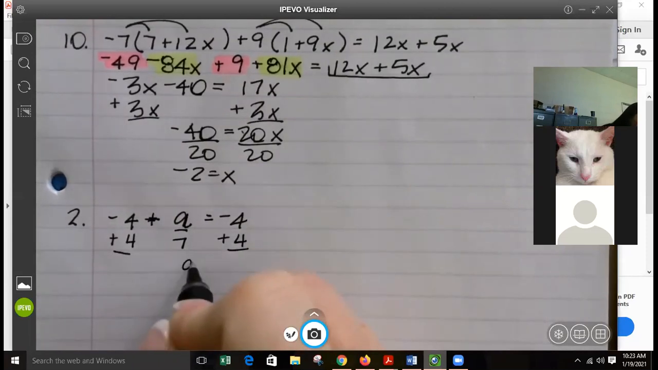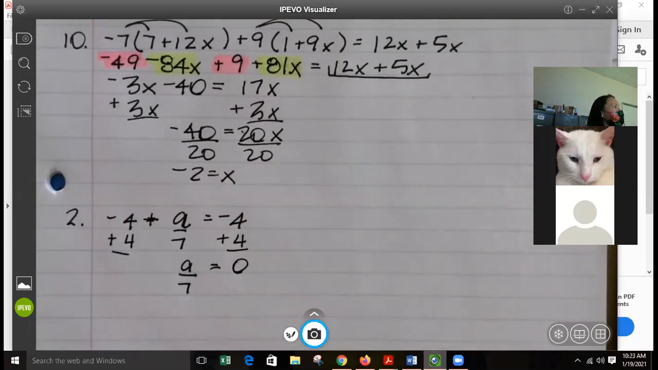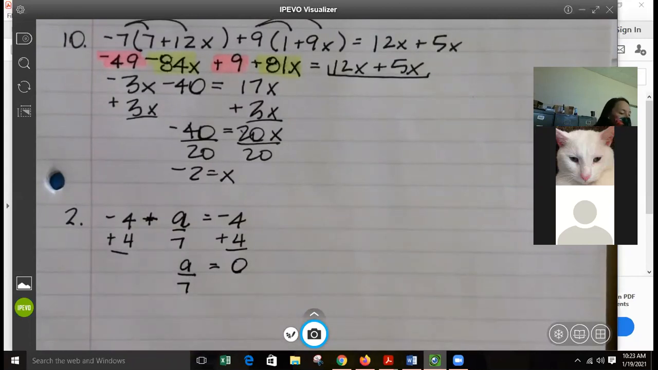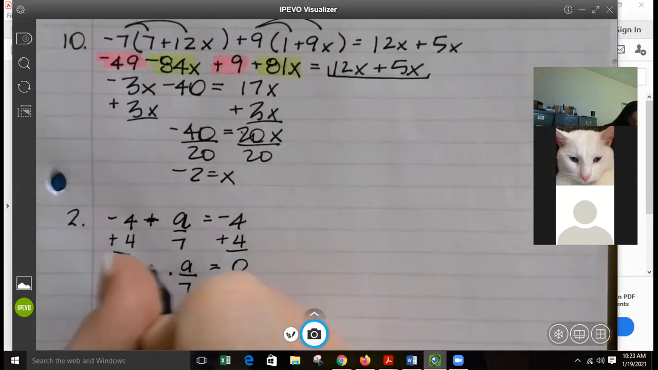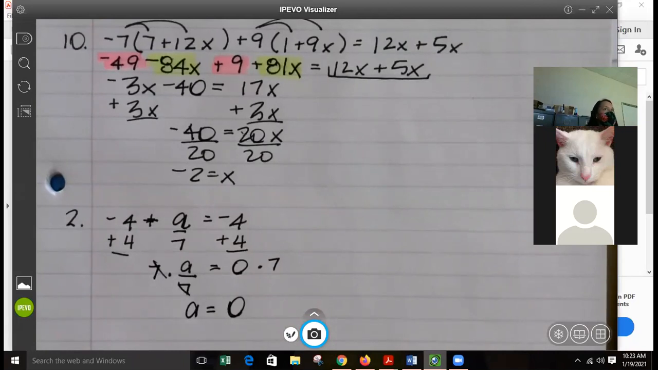All right, so I wanted to go over this one because we get a 0 over here, and a lot of you guys try to stop going when you get a 0. Don't stop going. We still got to get A by itself. How do we get rid of a divide 7? Whatever we do to one side, we have to do the other. And 0 times 7 is 0. So you don't have to stop. You just keep going. 0 doesn't mean stop.